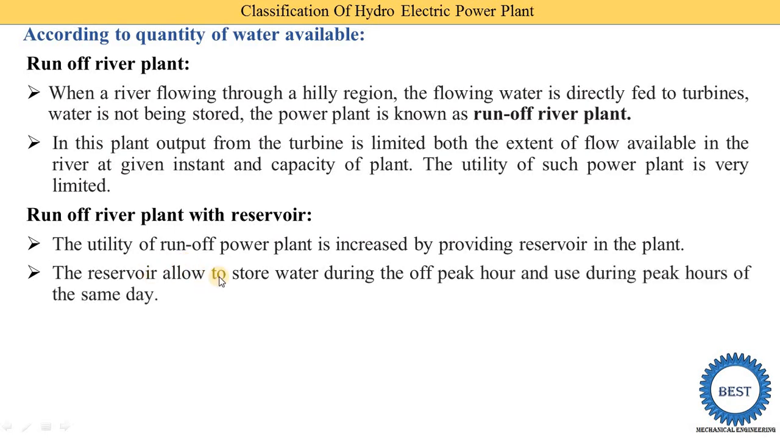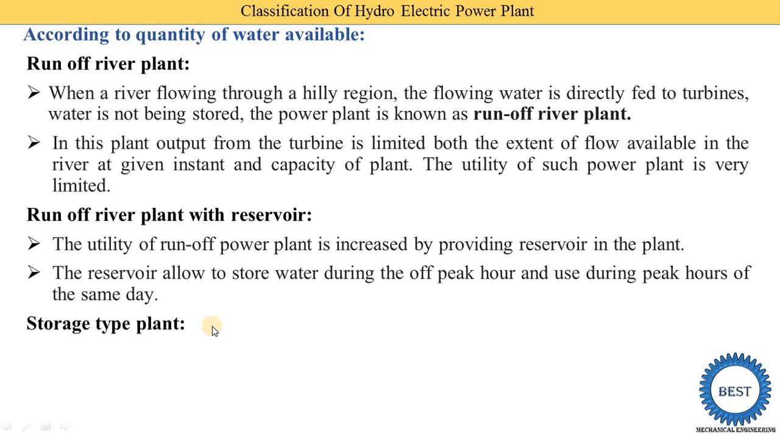The reservoir allows storing water, means the reservoir is used to store the water during off-peak hours. Off-peak means when the hydropower plant is not run, at that time the water is stored in a reservoir. Okay, and this water is used during the peak hours of the same day, means the reservoir capacity is not very large, they store the water in very small capacities.